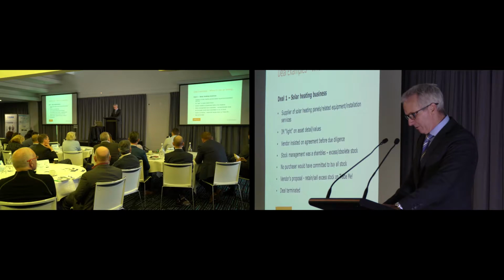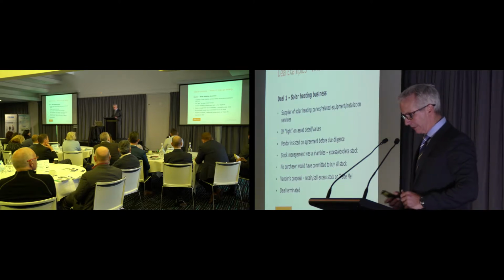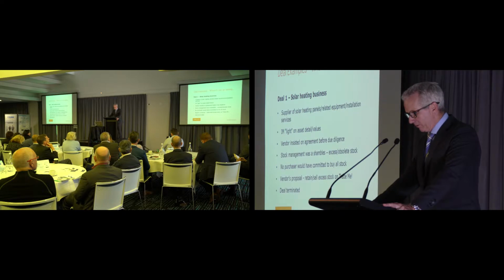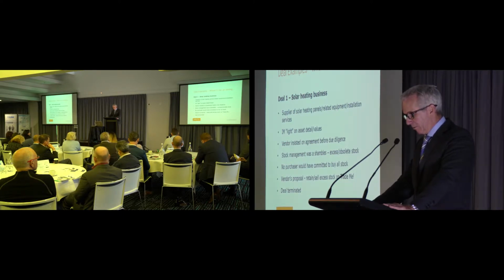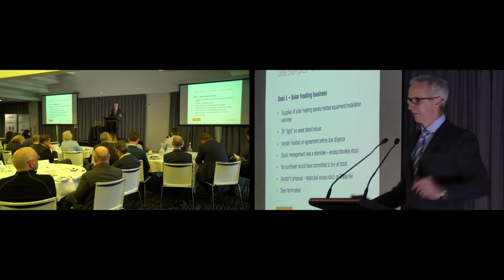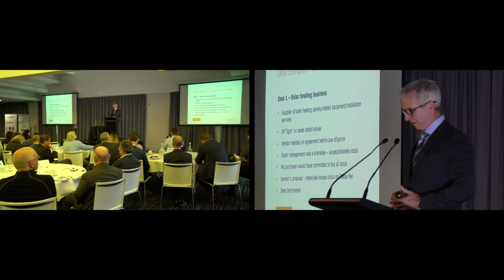So we got through that hurdle with a number of conditions in the agreement, and then started looking at the business. The stock management was a shambles. There was a huge amount of excess and obsolete stock, and really no purchaser would have committed to buy all of the stock. A number of things didn't stack up. The stock turn was very low. There were many years of supply for some stock keeping units, and there was a high obsolescence risk. You can imagine with solar panels, one comes out next year and the 50 or 100 you've got in the warehouse are no longer of any value.